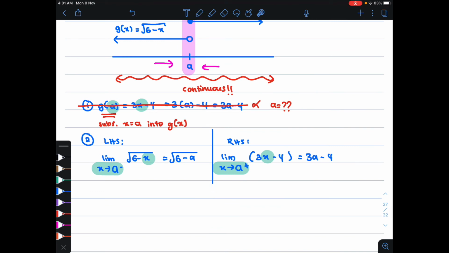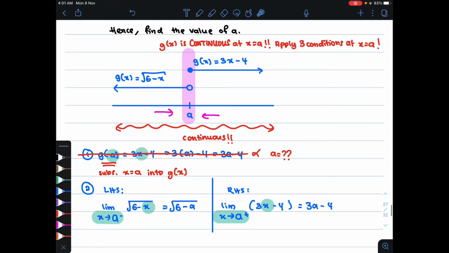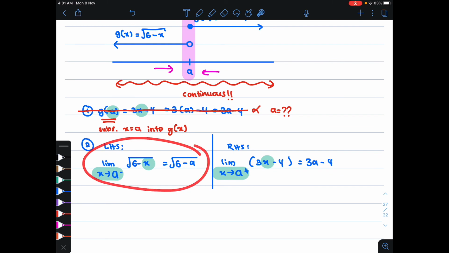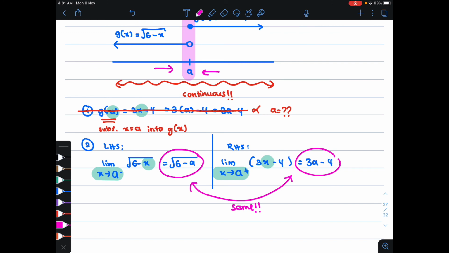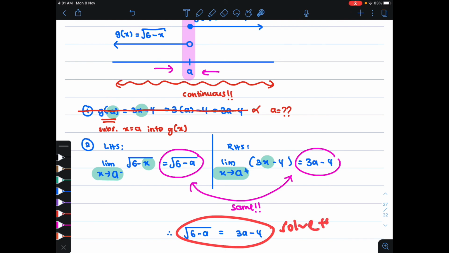So we know that g(x) is continuous at x equal to a. If they are continuous, the left hand side limit should equal the right hand side limit. So both of them should be the same. So you can write down square root of 6 minus a is equal to 3a minus 4. Solve this to find a.